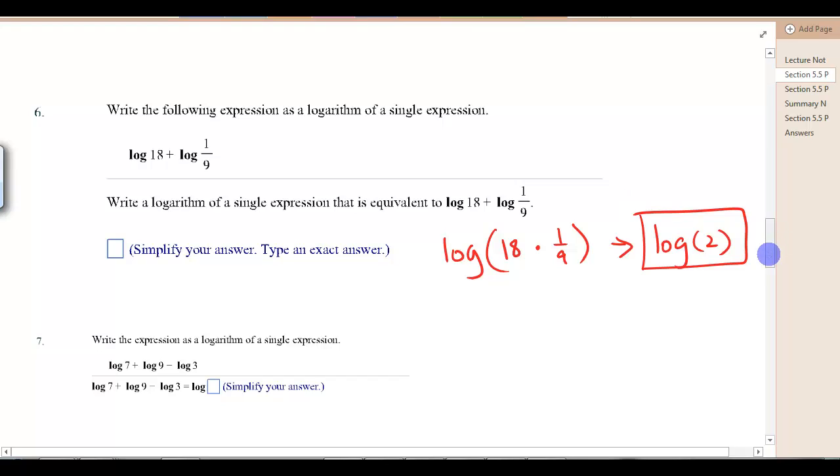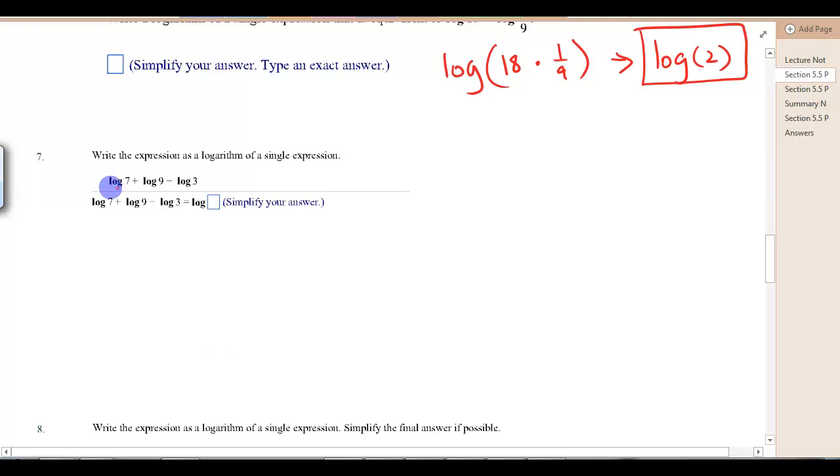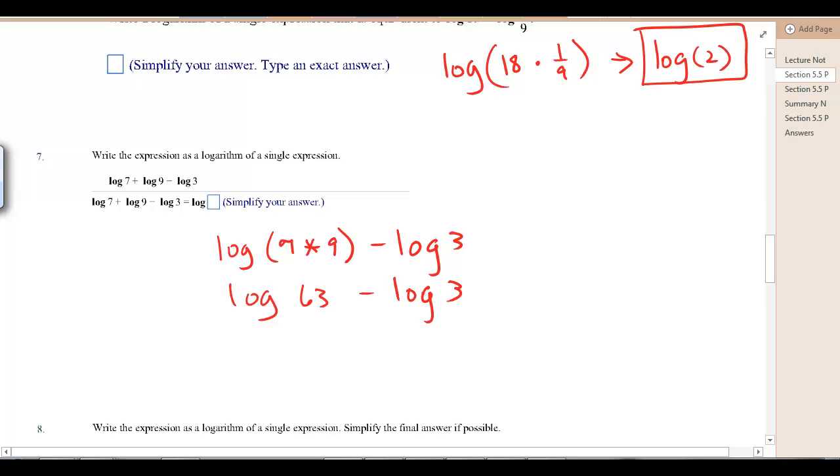All right, number 7. Rewrite as a single log. So first of all, we have an addition. That's going to become log of 7 times 9 minus log 3. So that's log 63 minus log 3. That's a subtraction. We'll make it a division, write it as a single one, which equals log 21. And they've got the word log written there, so all you have to do is put in the 21.